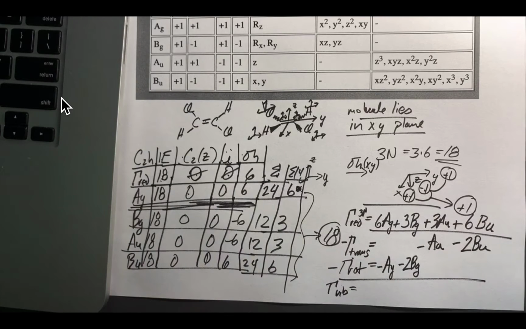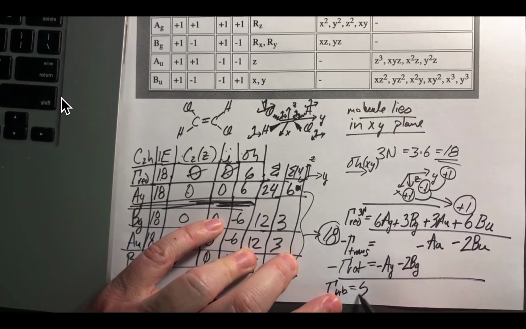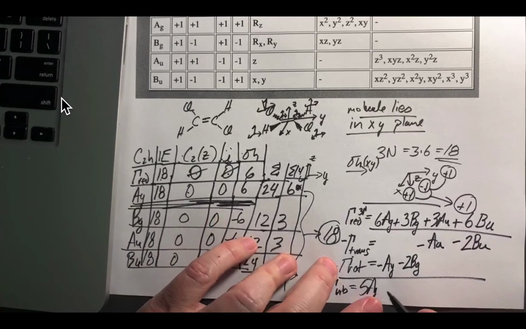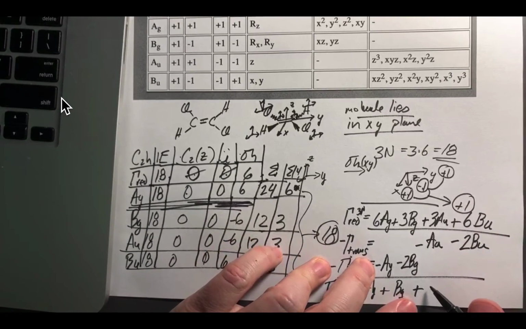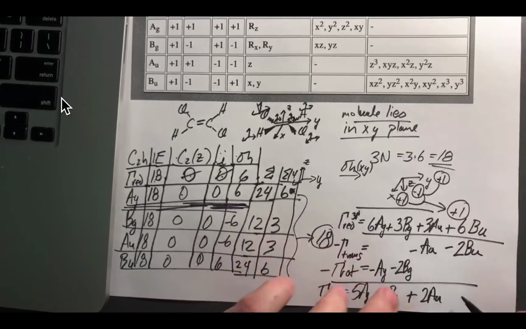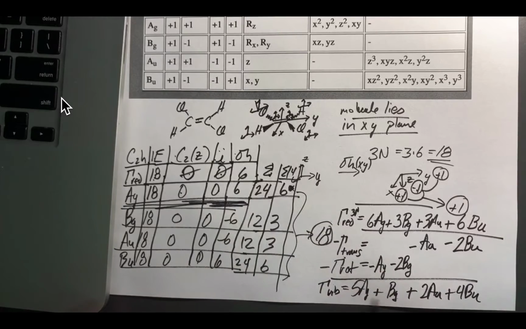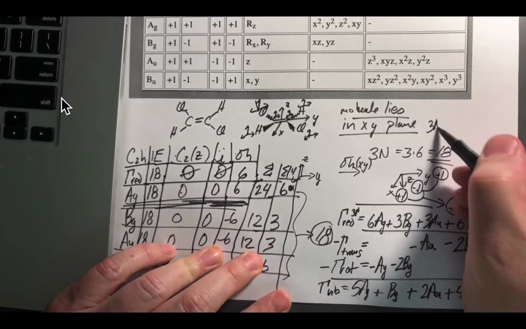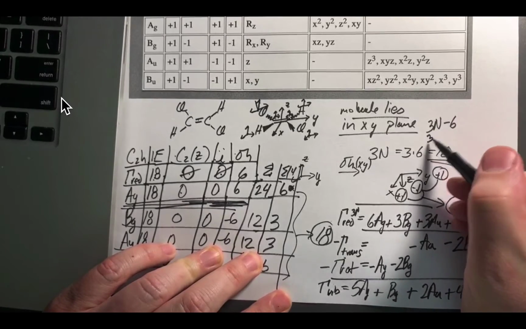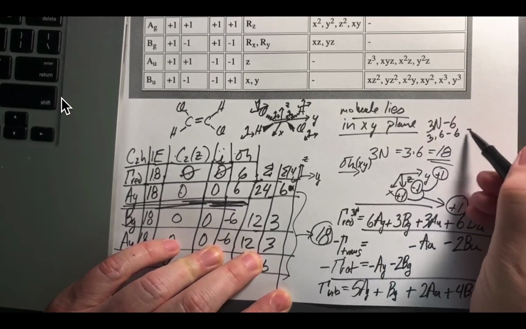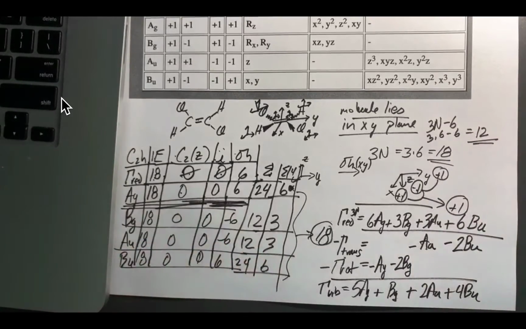So for vibrations, 5AG plus BG plus 2AU plus 4BU. So 6 and 6, that's 12 vibrations. 3n minus 6, 3 times 6 minus 6, 12 vibrations is what we expect for 3n minus 6 vibrations.